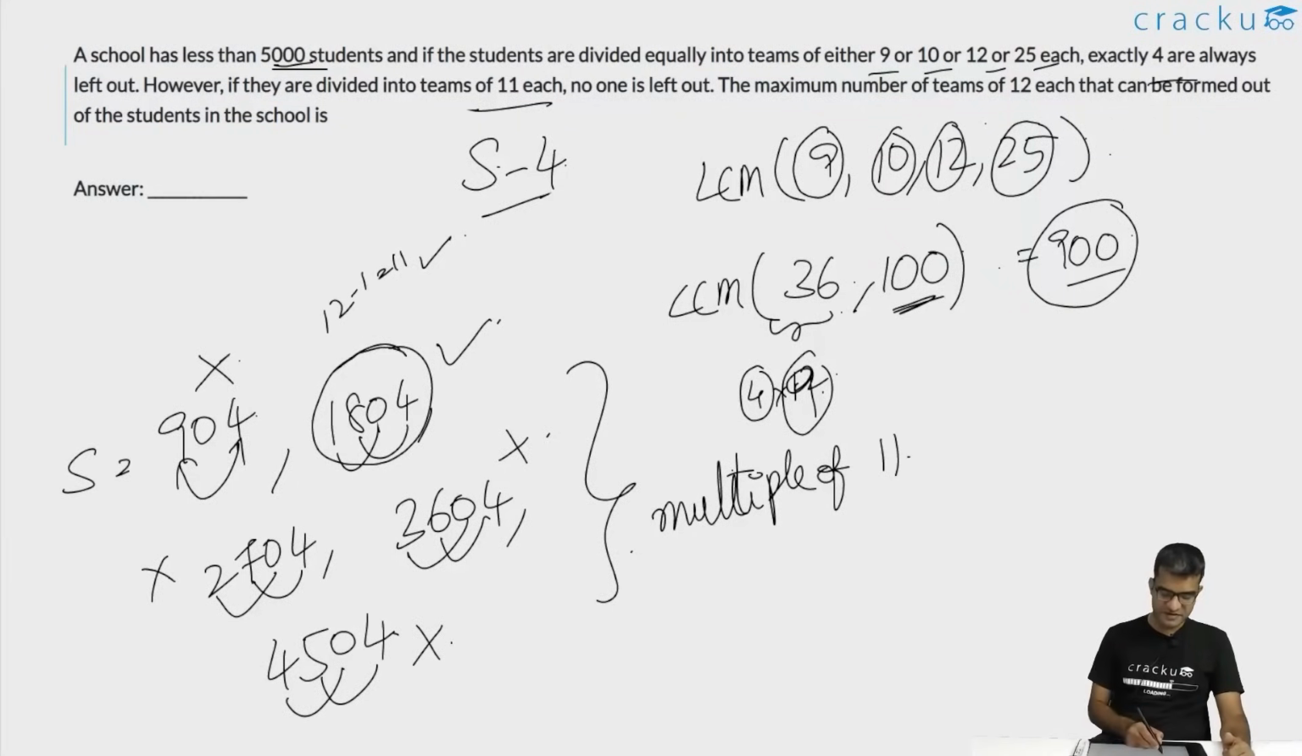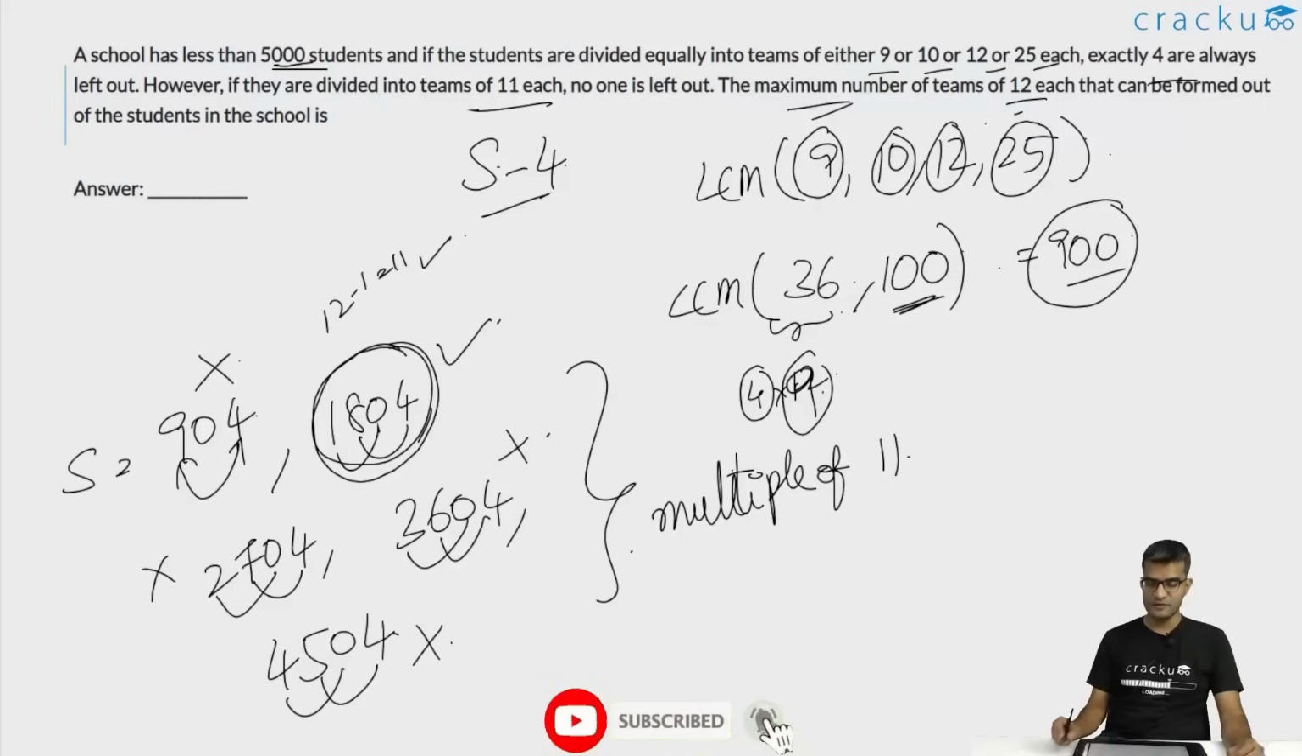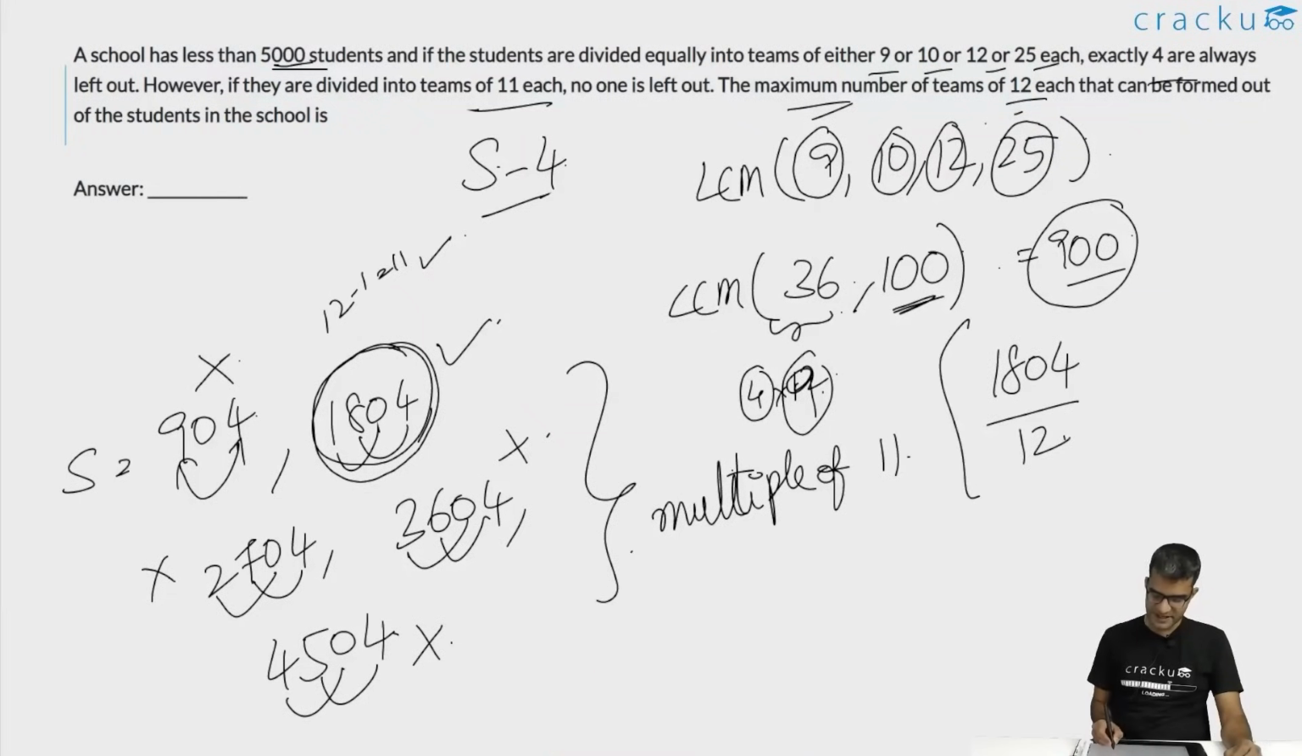The only number which is a multiple of 11 is 1804, which will be the number of students in the school. Now, if they are divided into teams of 12 each, the maximum number of teams that can be formed is the integer value of 1804 divided by 12, which is equal to 150. So the answer for this question is 150.